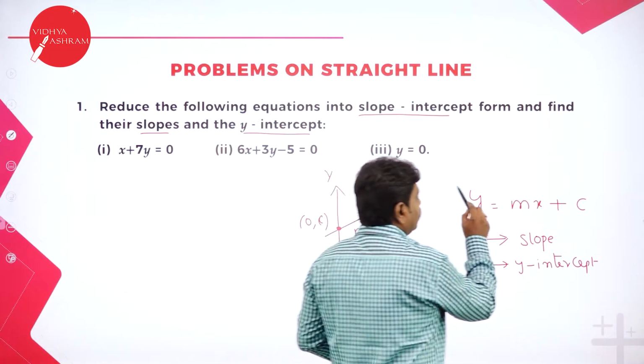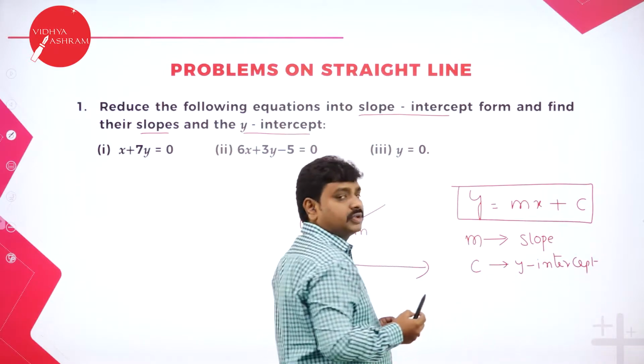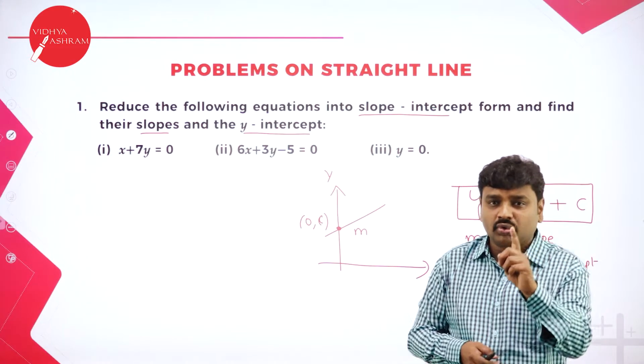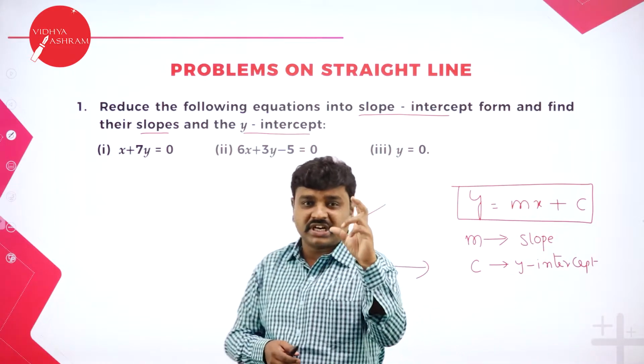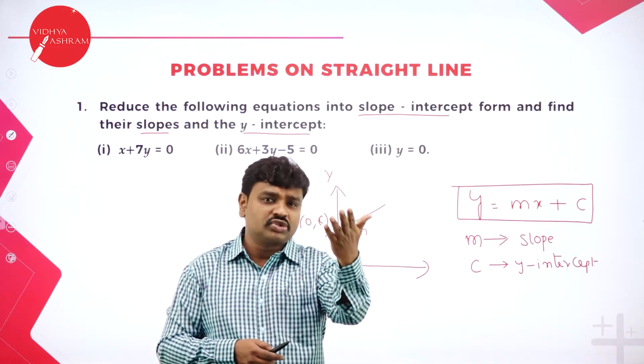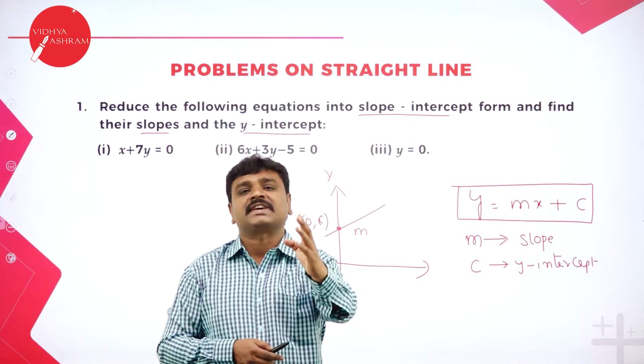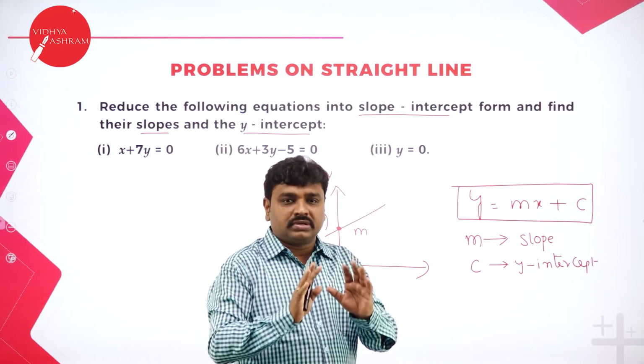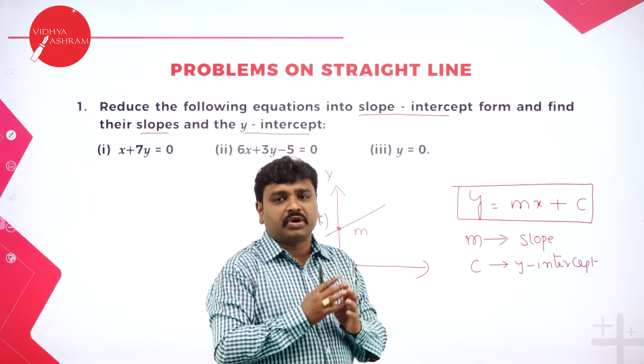This is the form you need to know to solve the problems. What is the slope-intercept form? y is equal to mx plus c. m stands for the slope of the line. Do all of you know what slope is? Tangent of the angle made by the line with the x-axis. And c in this is the y-intercept. If you know the form, you can solve the problems.